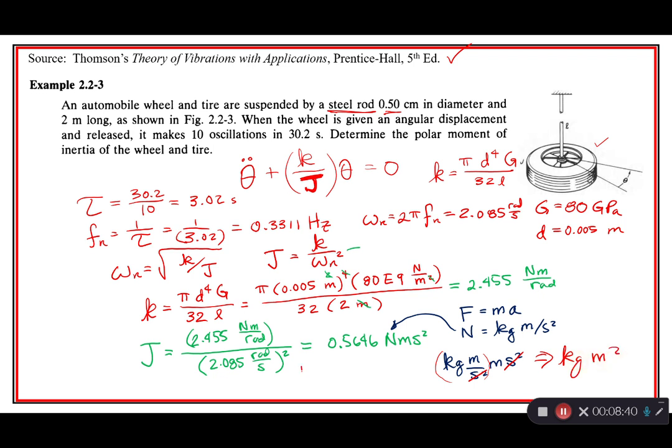So let's get a better color. I like this little baby blue. J is equal to 0.565 kilogram meter squared. That's what we have as this experimentally determined mass moment of inertia. So we'll call that done.